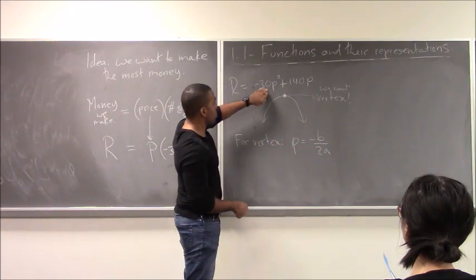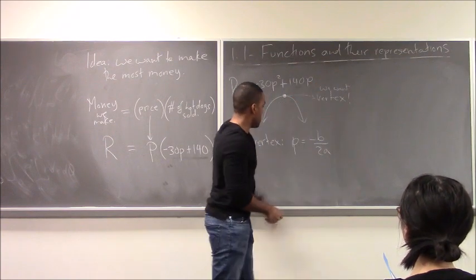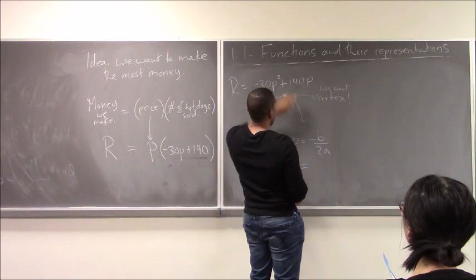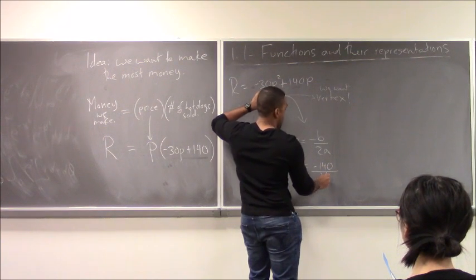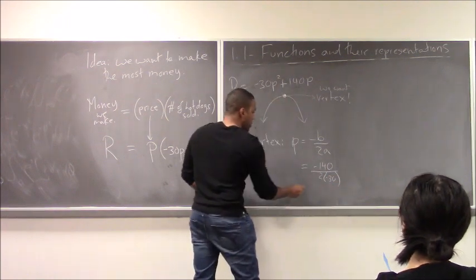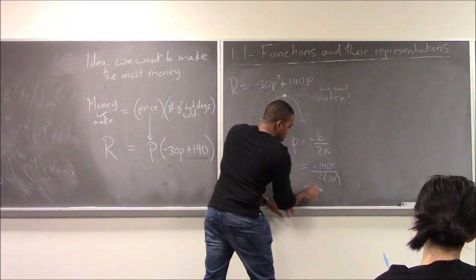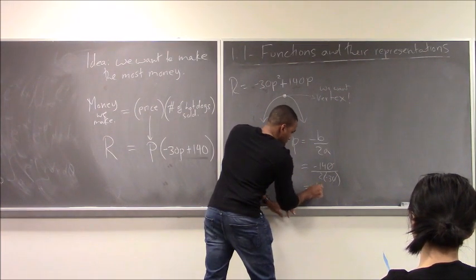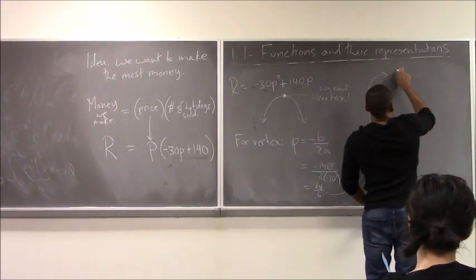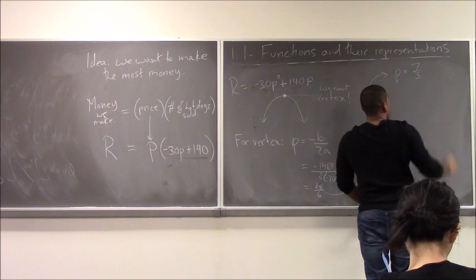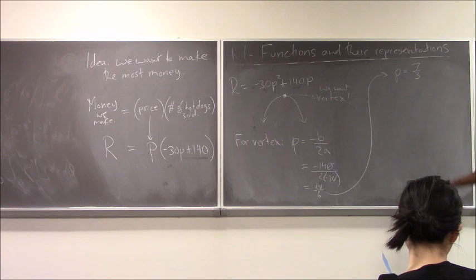Right? a is the coefficient of the square term, b is the coefficient of the linear term, and c is the constant. So in this case, my p would be minus b, minus 140, over 2 times minus 30. Zeros would cancel. That gives me what? That gives me 14 over 6, or what? What is 7 over 3 roughly? $2.33.